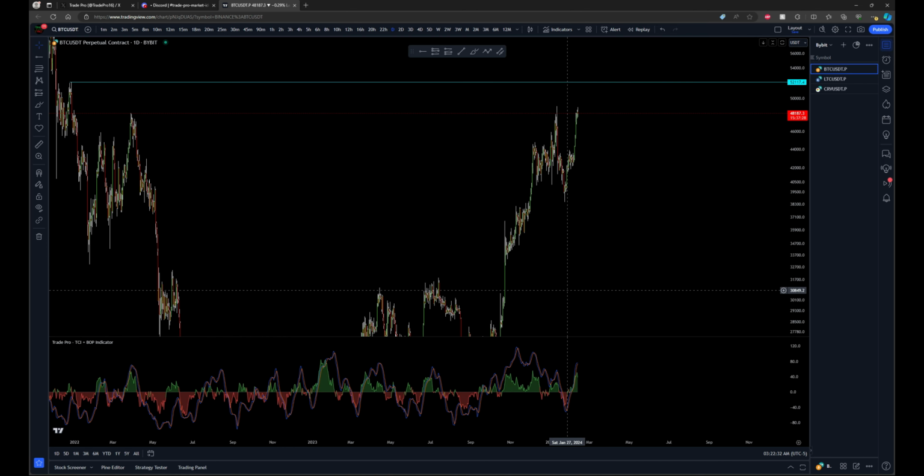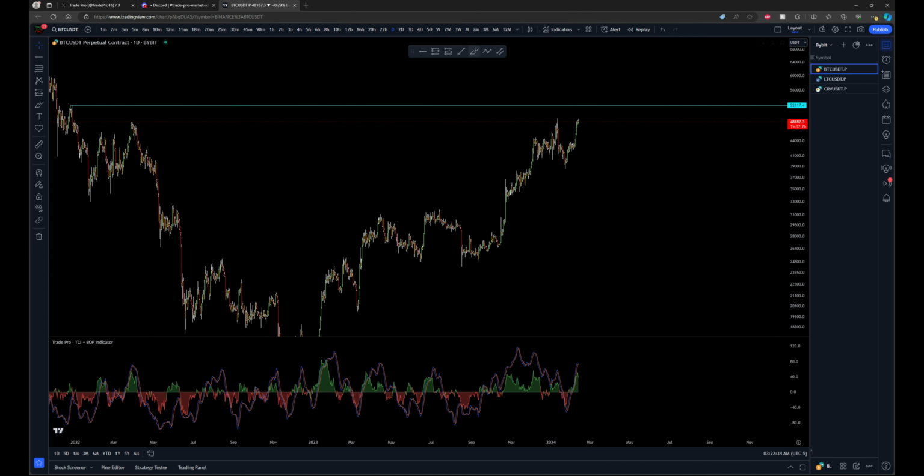Remember previously when I was posting about being a buyer all throughout this move up to 48.2K, it's because this was the next logical high right here. This untapped high at 48.2 or 48.3, something like that.